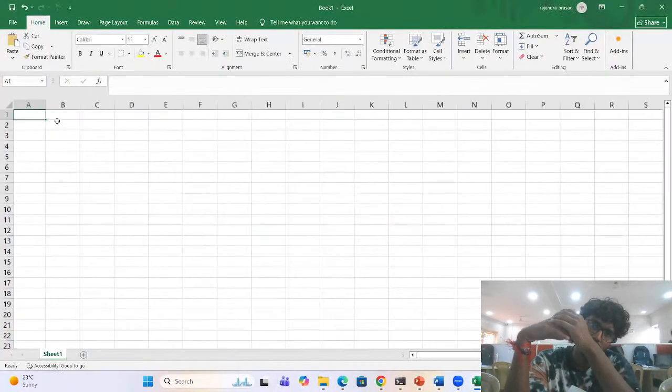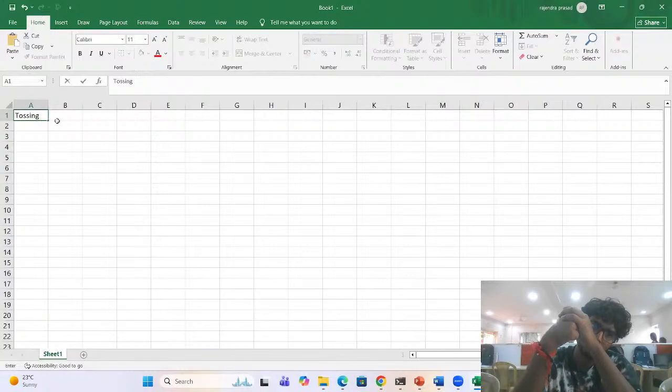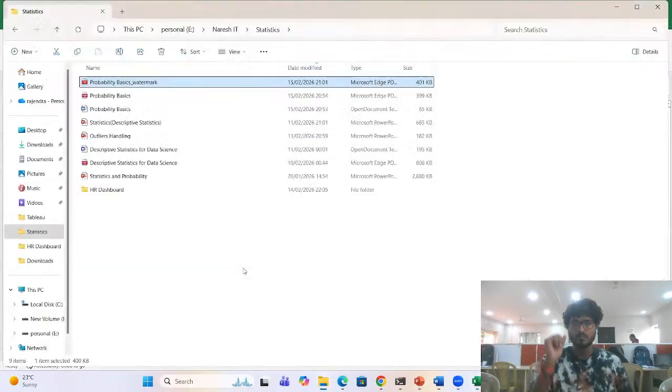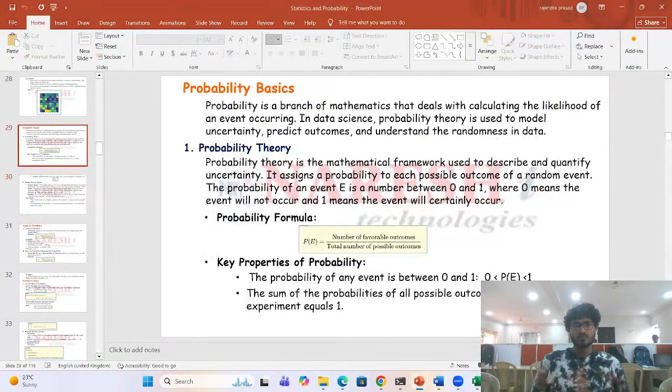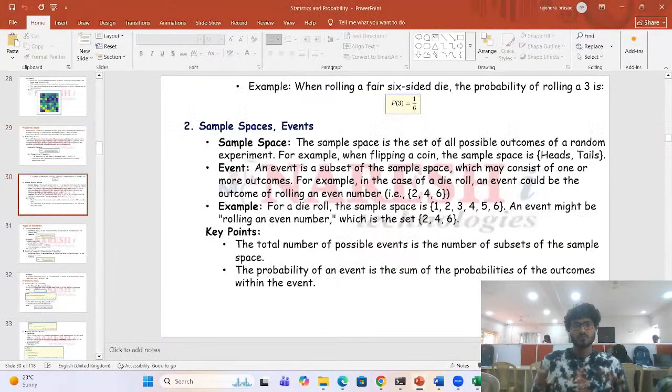Let's assume, guys, I'm tossing a coin one time. I'm tossing a coin once. Whenever you are calculating probabilities, before even implementing this particular formula, you need to take care of two important things: sample space and event. Sample space and event.